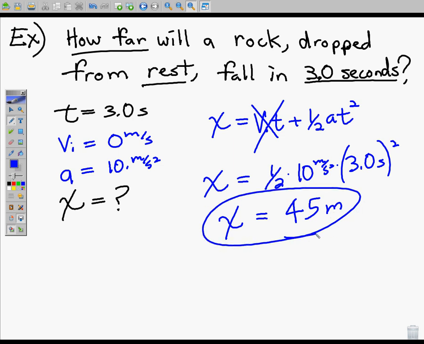Of course, this is neglecting air resistance, but you can assume it's a free fall problem, and that's what you're expected to do. Unless you're directly told more information about the air resistance. Let's look at another example.